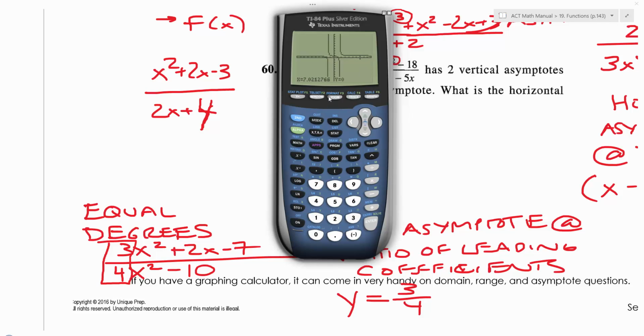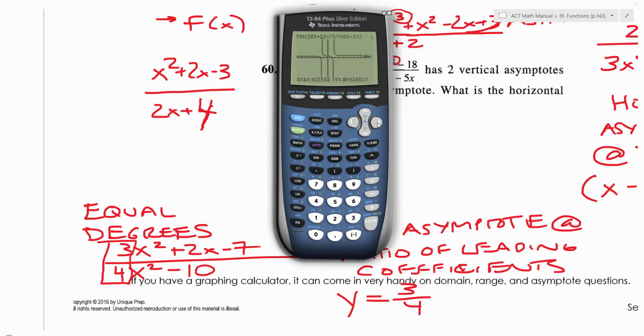And I'm going to show you how you would determine what the horizontal asymptote is here in a couple of different ways. One is I'm going to hit my trace button, which is right here. I'm going to hit trace, and if I go to the right and I just keep going, notice my cursor right here, you'll see it moving farther and farther to the right.